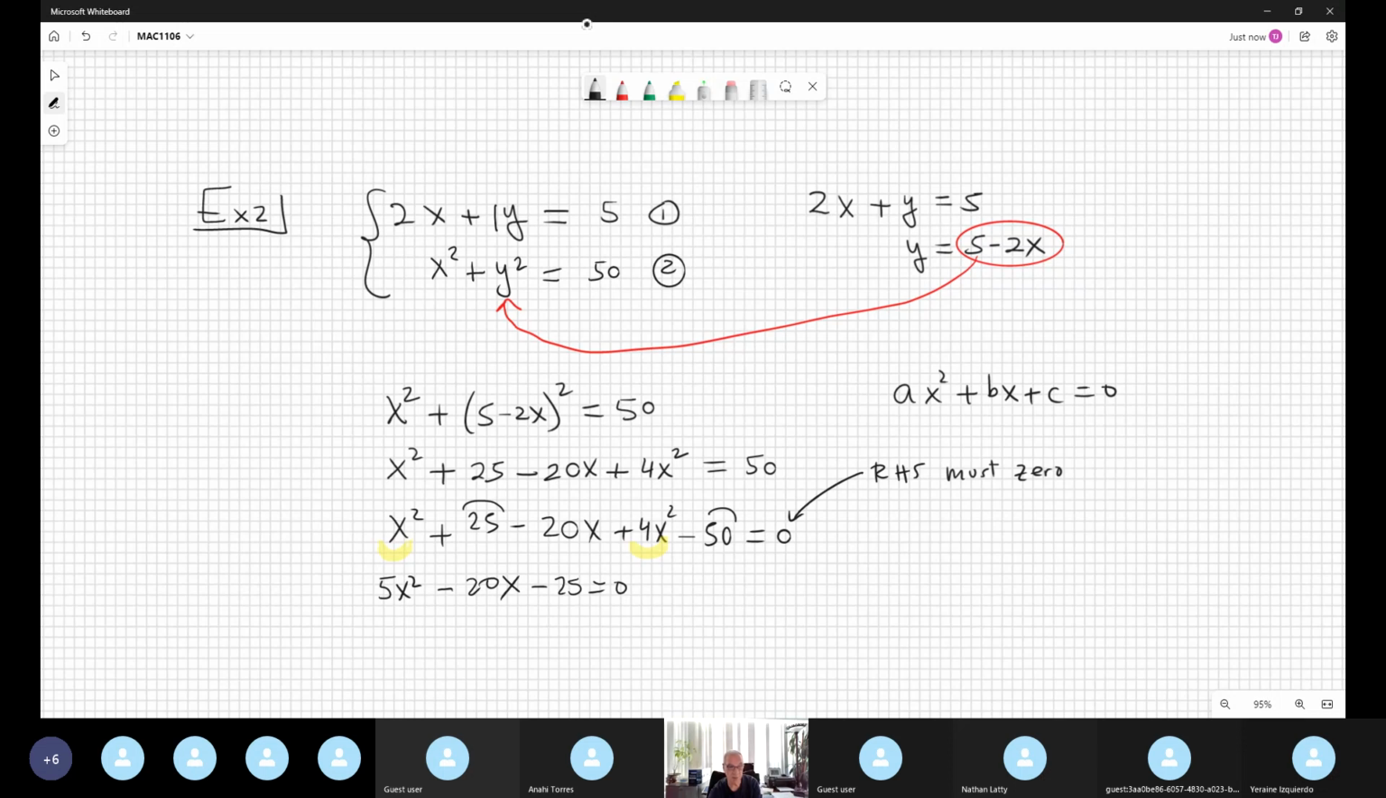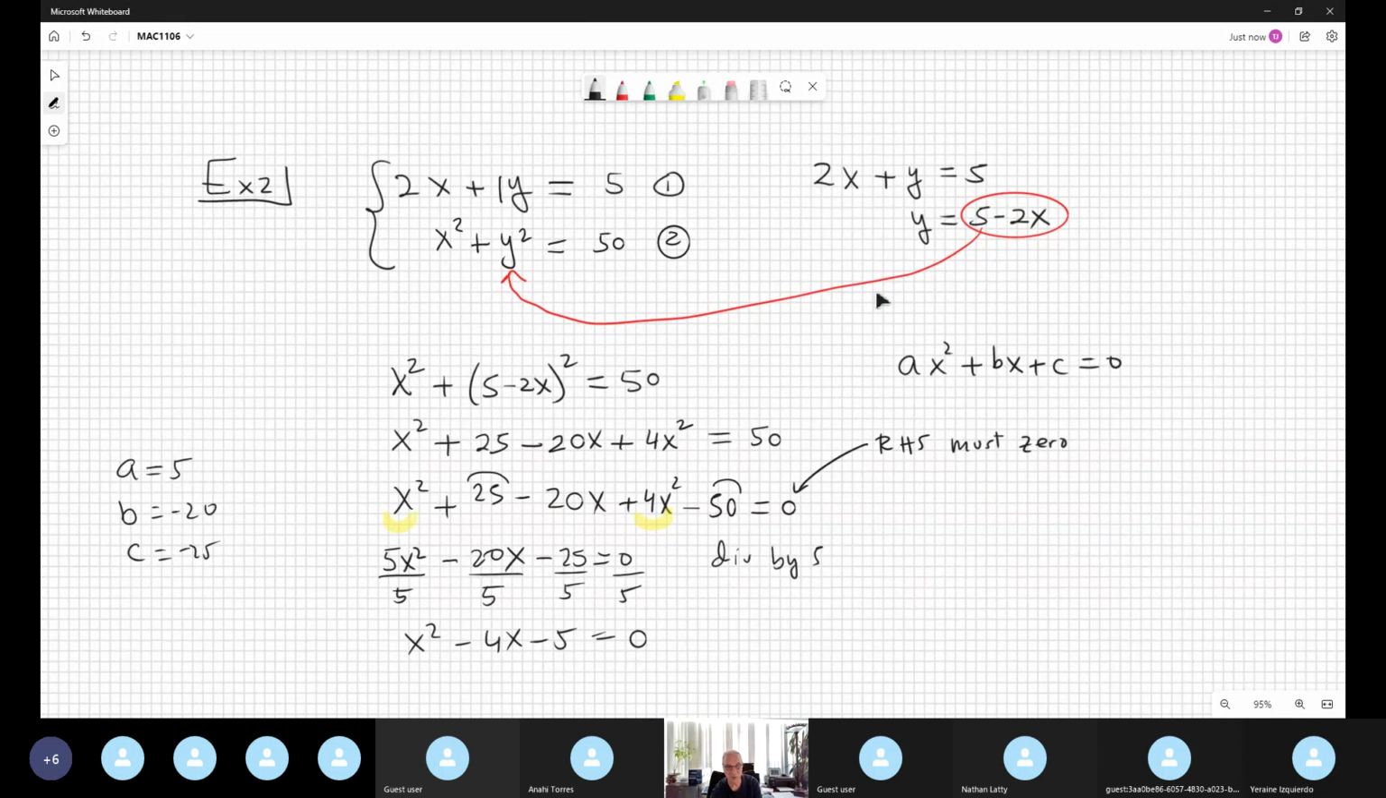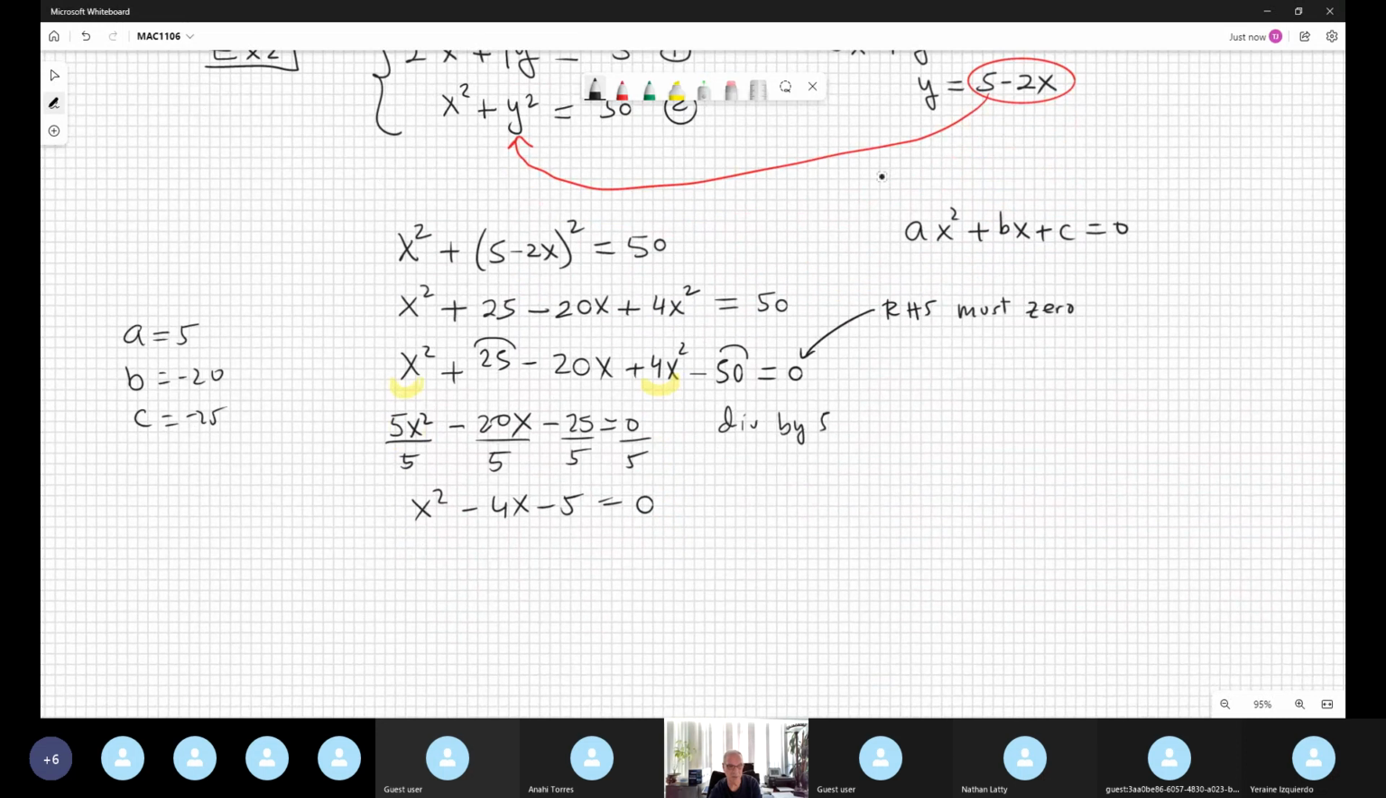You could apply the quadratic formula, maybe using A is 5, B is minus 20, and C is minus 25. You can, but it is much better to divide this equation by 5, because I saw every coefficient is divisible by 5. 5 divided by 5 is 1. 20 divided by 5 is 4. And 25 divided by 5 is 5. And 0 divided by 5 is 0. And this is my equation, super elementary, super straightforward, and you are solving by factorization.